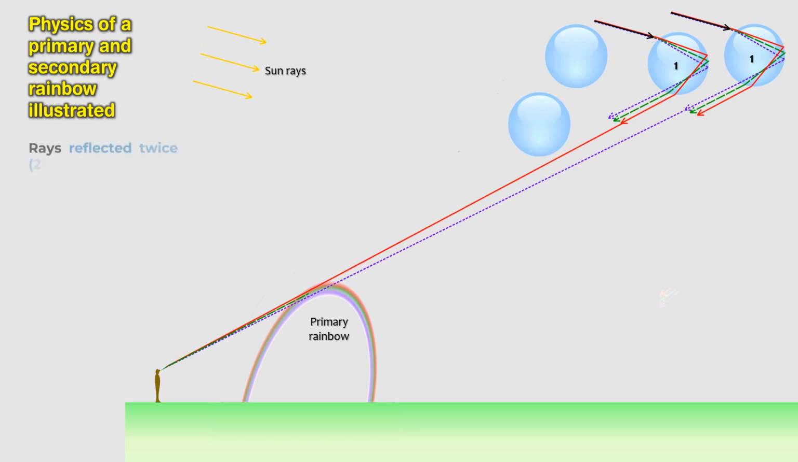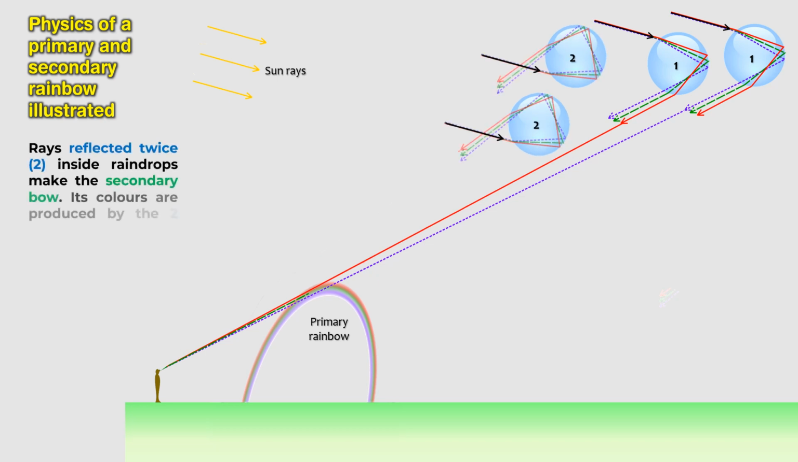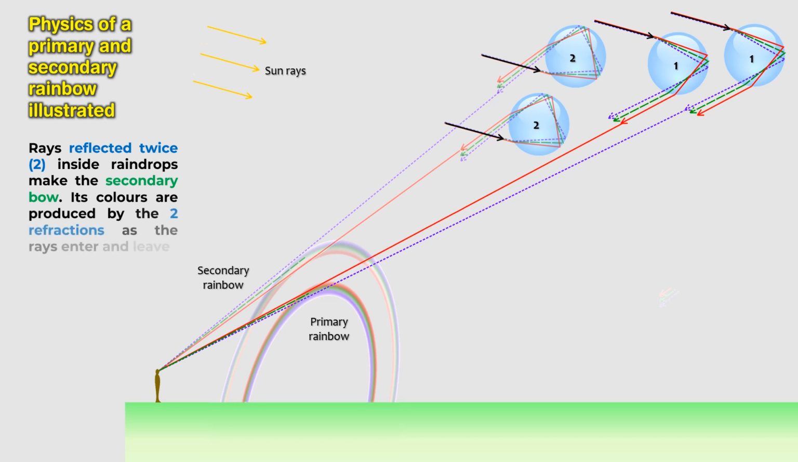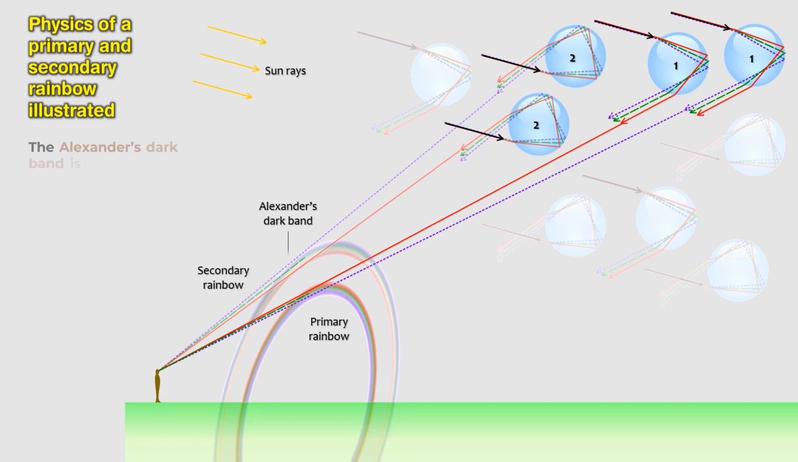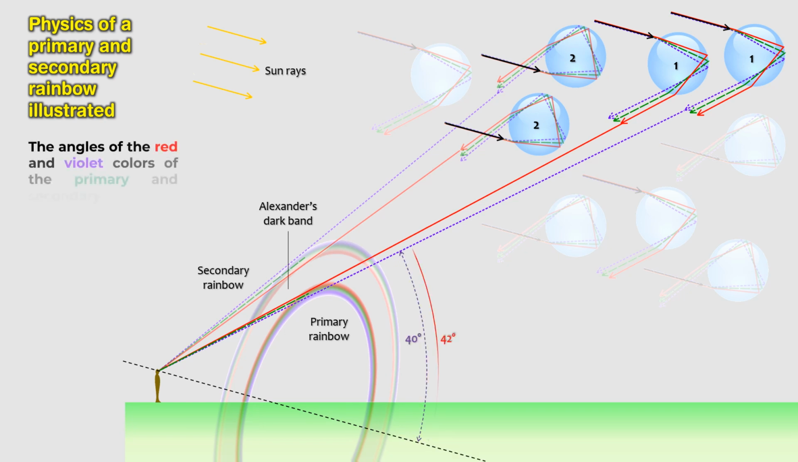Rays reflected twice inside raindrops make the secondary bow. Its colors are produced by the two refractions as the rays enter and leave. The Alexander's dark band is between the primary and secondary bows. The angles of the red and violet colors of the primary and secondary bows.